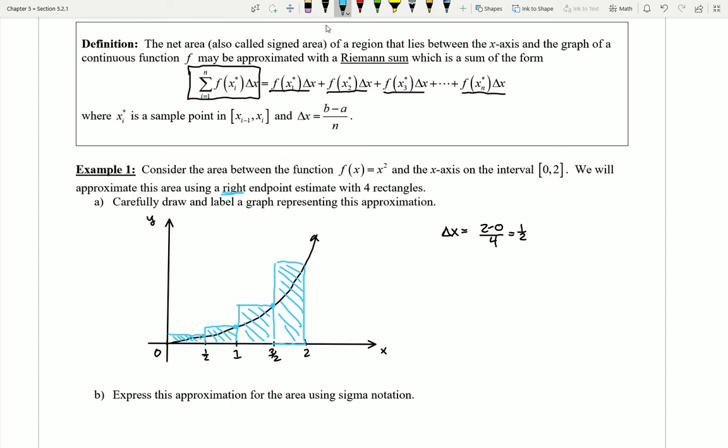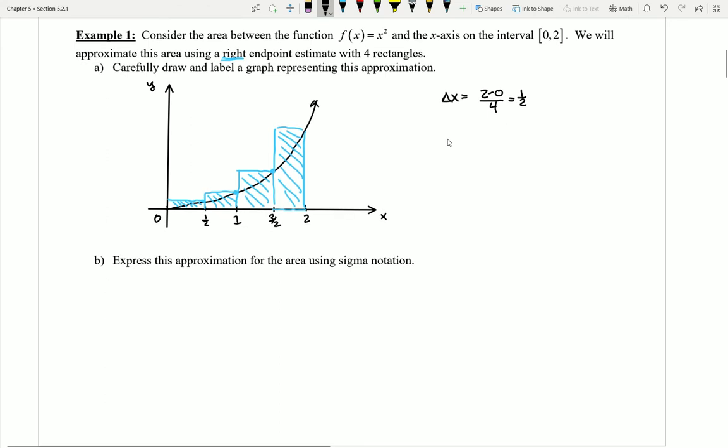But in part B, we're going to be asked to express this approximation not by finding the area of each rectangle and adding them together, but by representing this approximation using the summation notation. To fill in that summation notation, we're going to need a couple different things. We're going to need to understand a formula that we're going to have for the width of our rectangles.